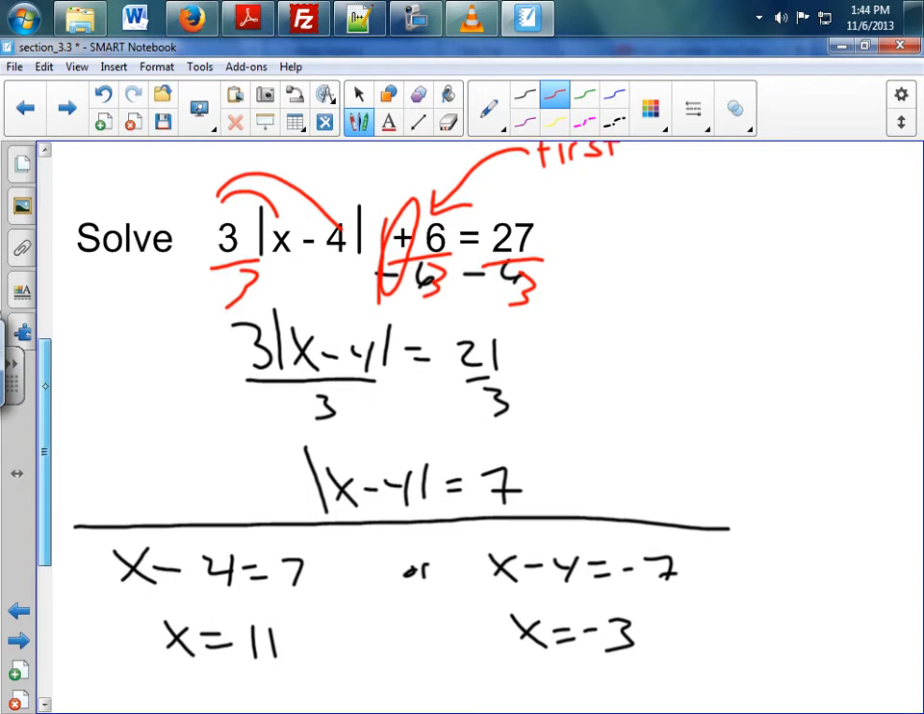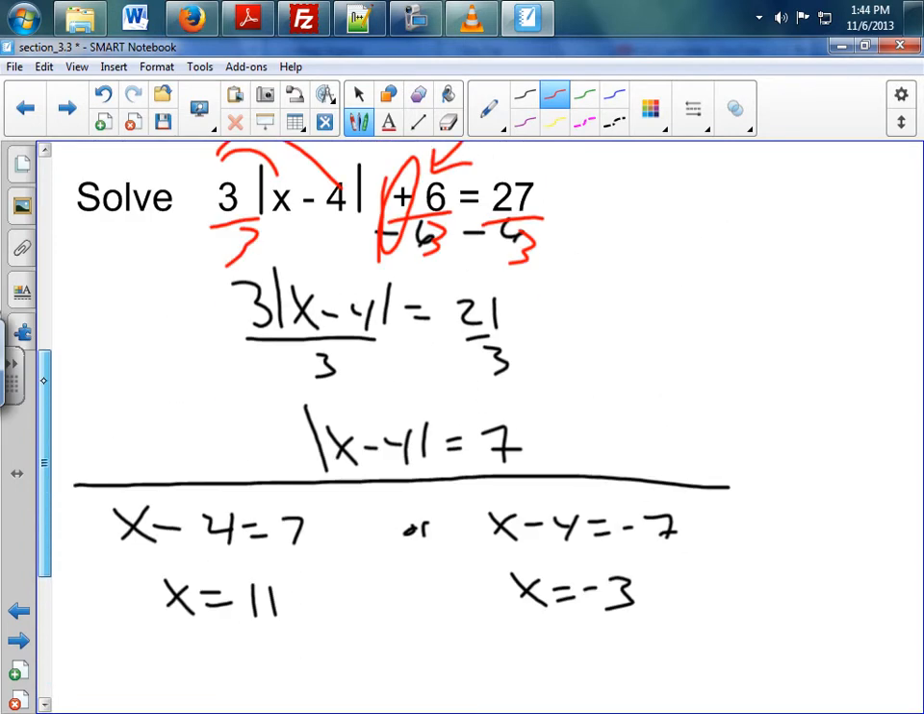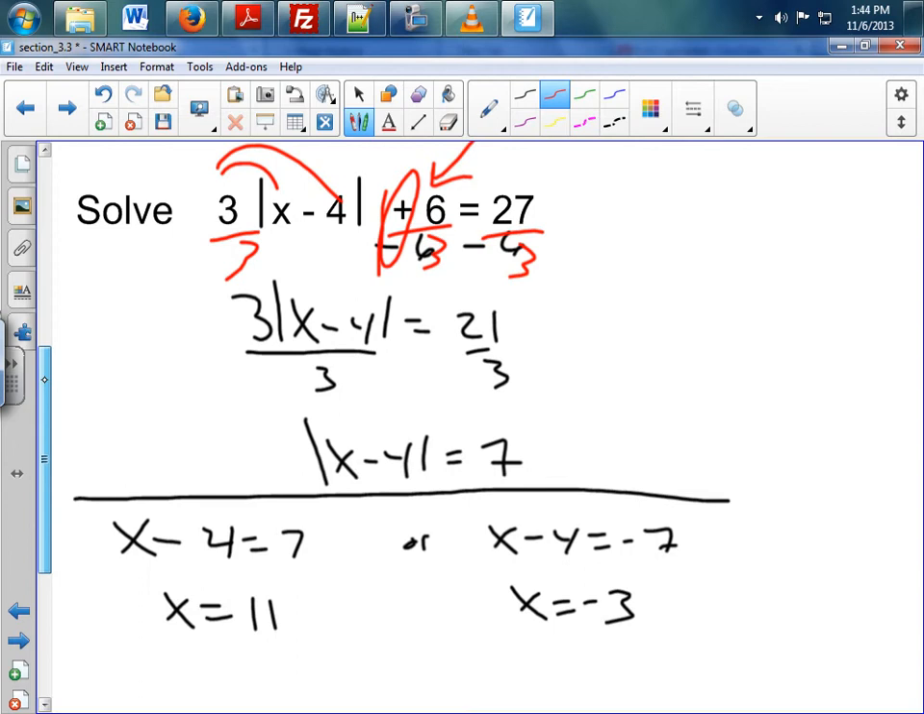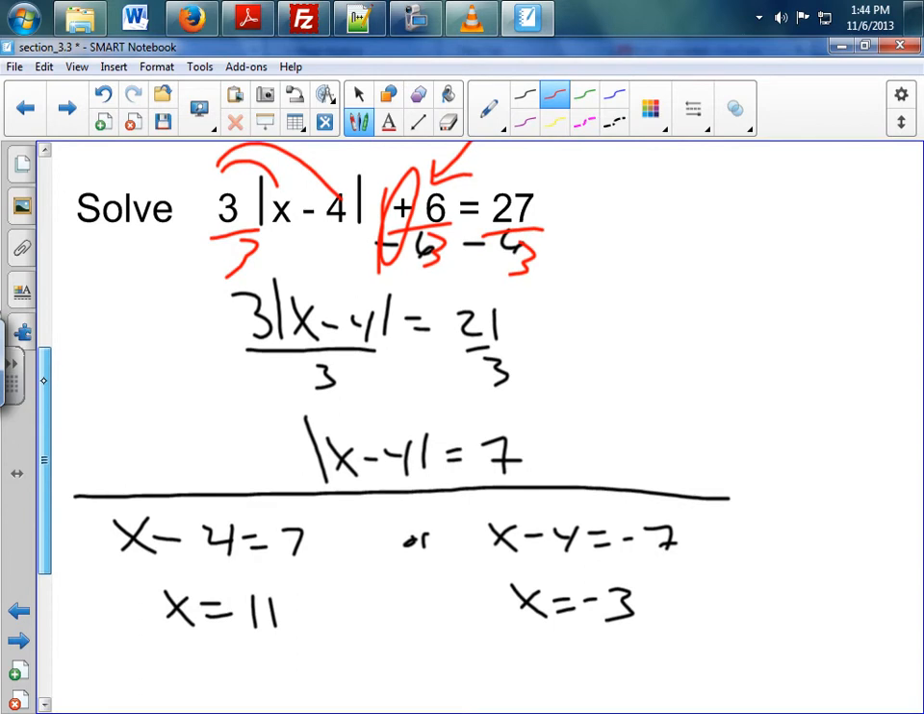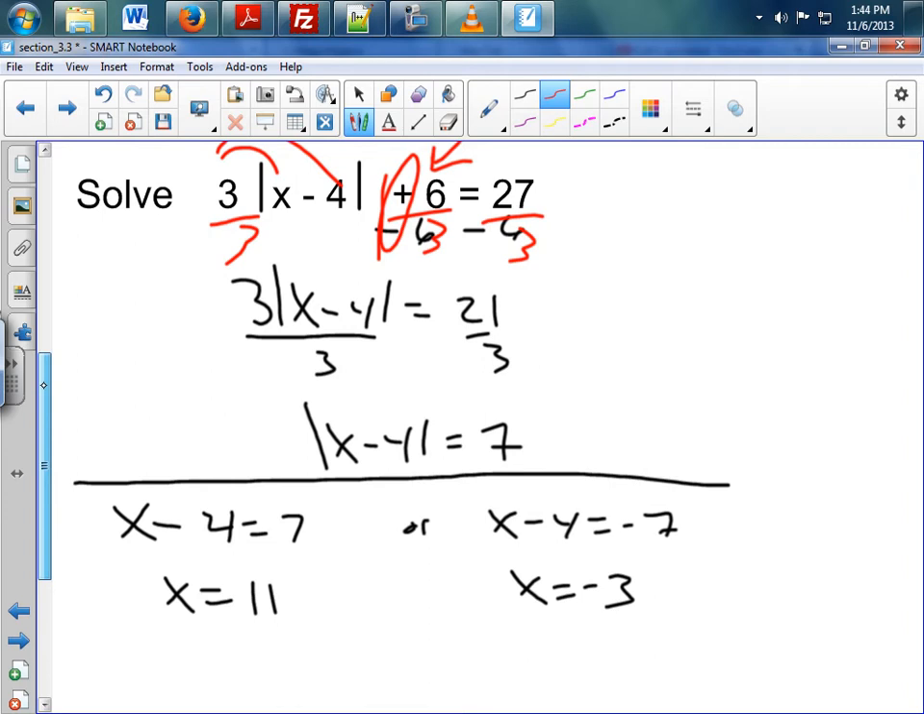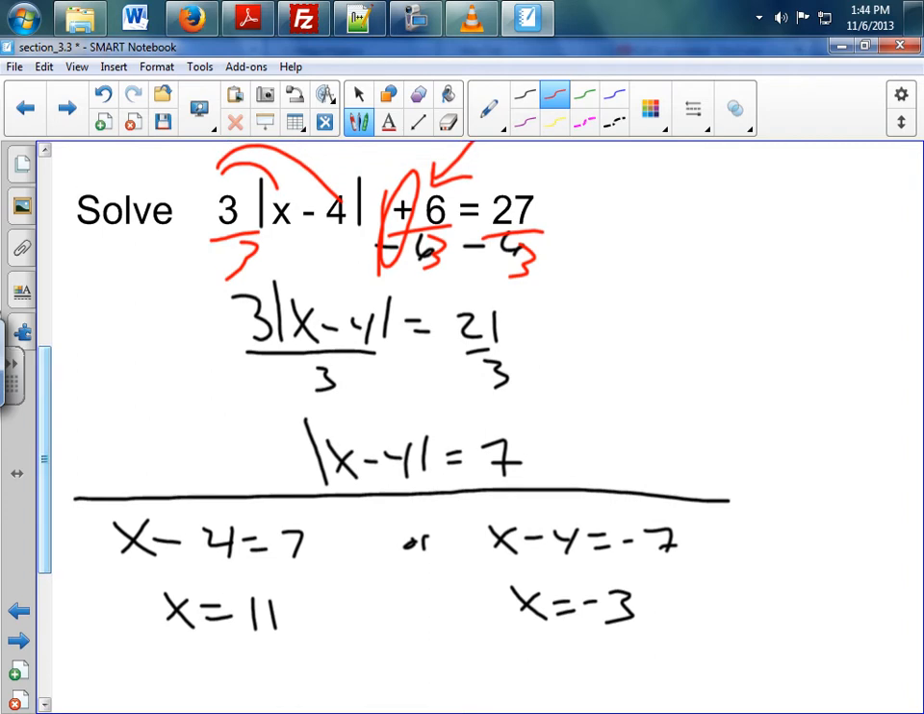Okay? You have to. You're not going to get the same number if you don't. It'll be wrong. If you divide by 3 and leave this here, you're going to get 21. 21 minus 6 is 15. So now you have a 15 here. Your answer is going to be 19 and negative 11. It won't work.